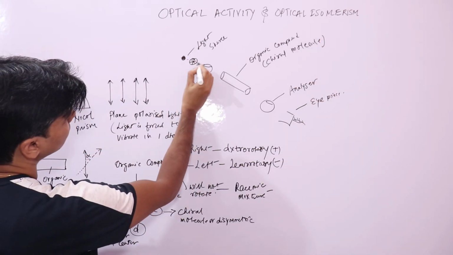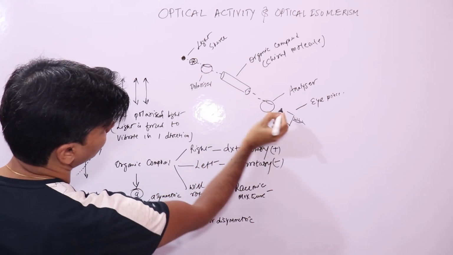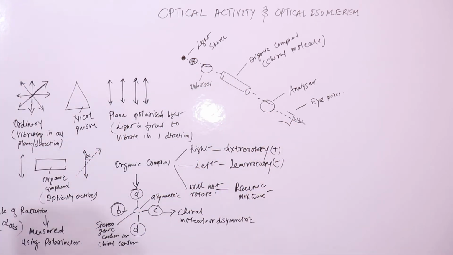Let's connect it. This is how it looks. So this is the construction of a polarimeter. This is a sample tube, where you have the organic compound. The rotation of the plane of polarized light by an optically active substance in this tube is measured with the help of this polarimeter. And you can see a schematic diagram.